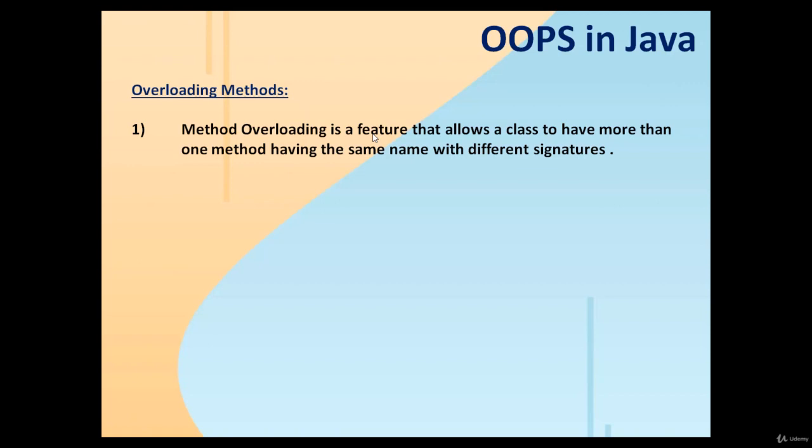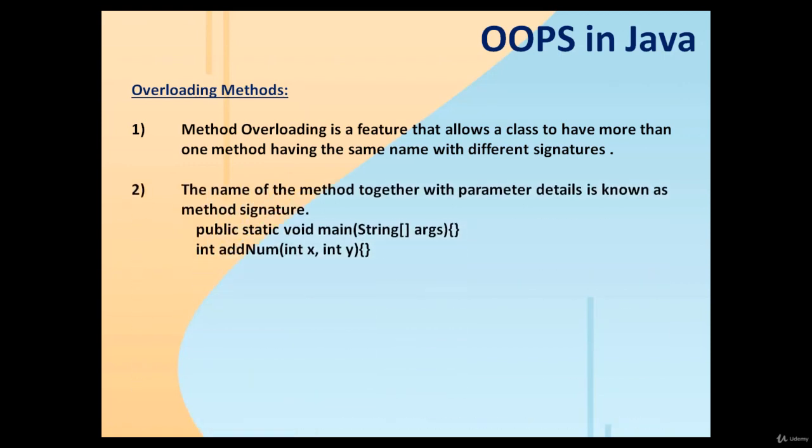So in a class, if there exists more than one method with the same name but with different signatures, that is called method overloading. So what do you mean by method signature? The name of the method together with argument details is known as the method signature.